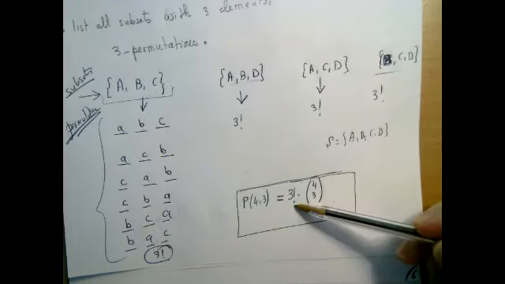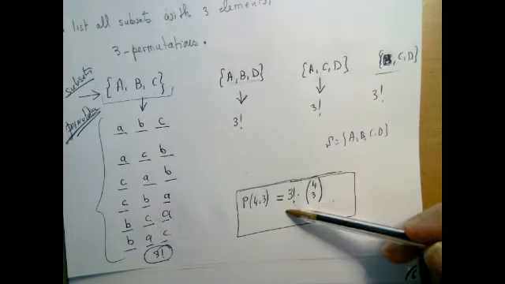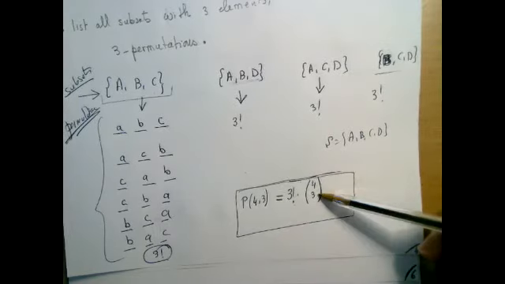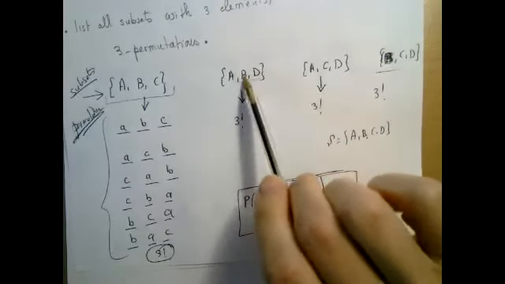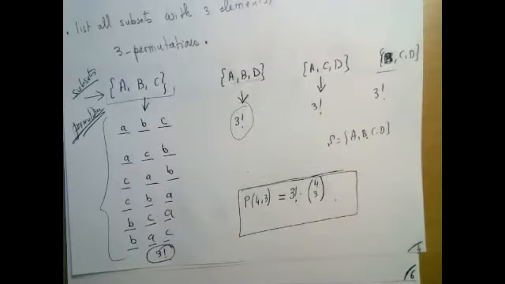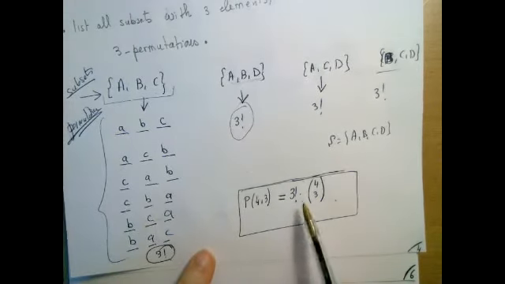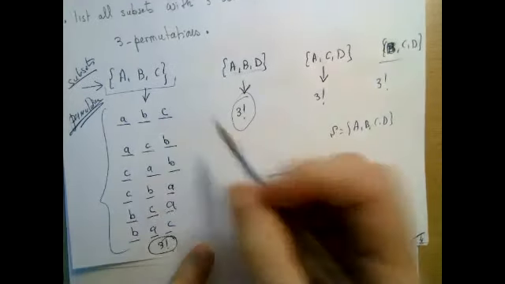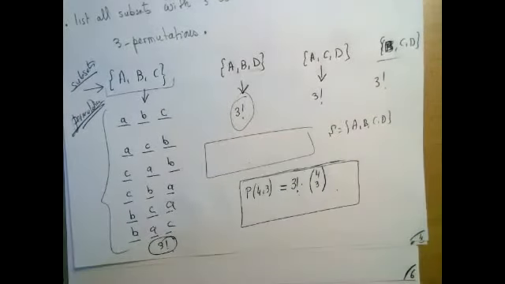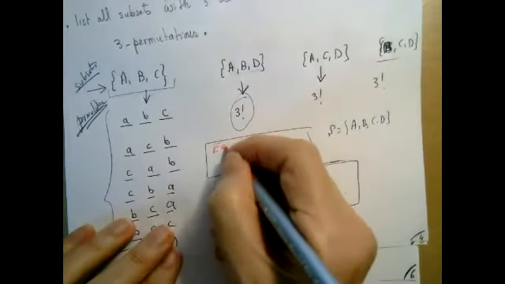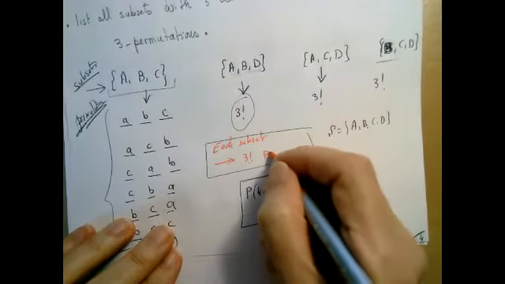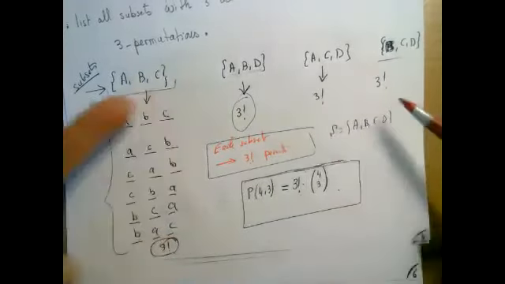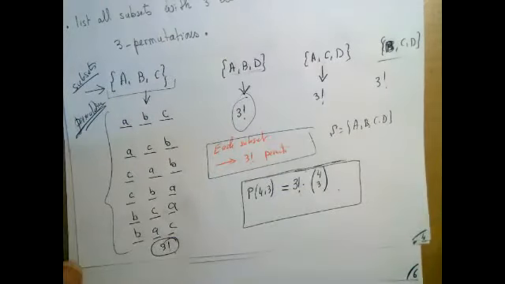Every subset, there are 3 factorial permutations. So the number of permutations is the number of subsets times 3 factorial. Where does the 3 factorial come from? Because if you take any subset that has 3 elements, the number of permutations corresponding to it has to be 3 factorial. So that's the relationship between the permutations and the number of subsets, because to each subset correspond 3 factorial permutations. And all the permutations are obtained this way. So that's the relationship between them.